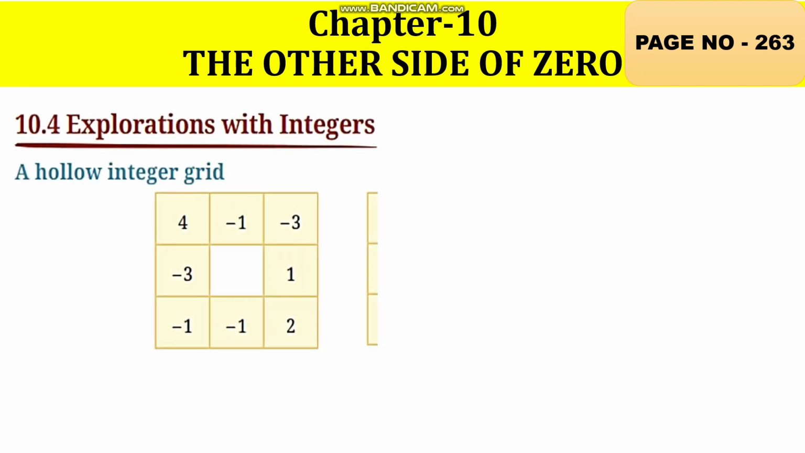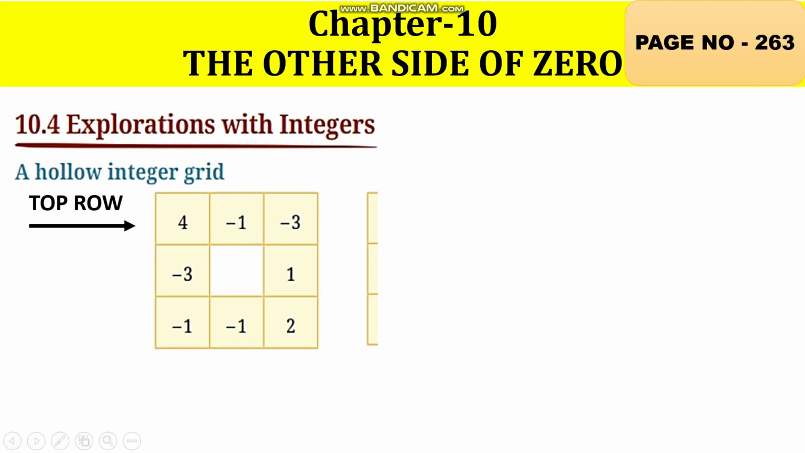Let's start explorations with integers. Here you can see a hollow integer grid. Now what we can see in this, in each row as well as in each column, when we add up all these numbers we will get the same number. We can call this sum the border sum.